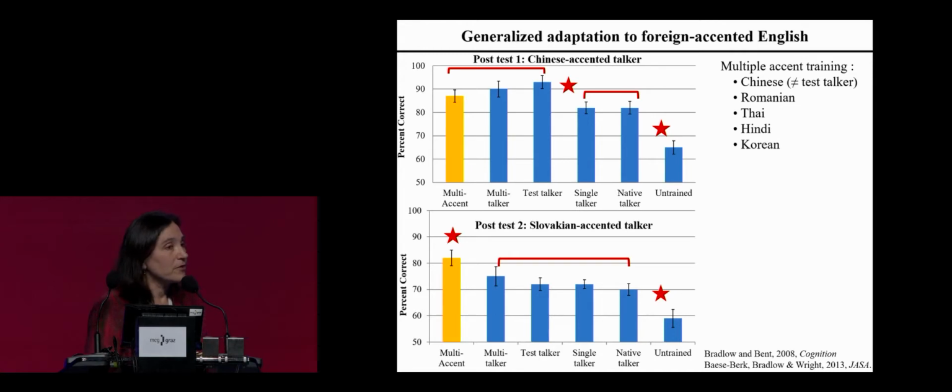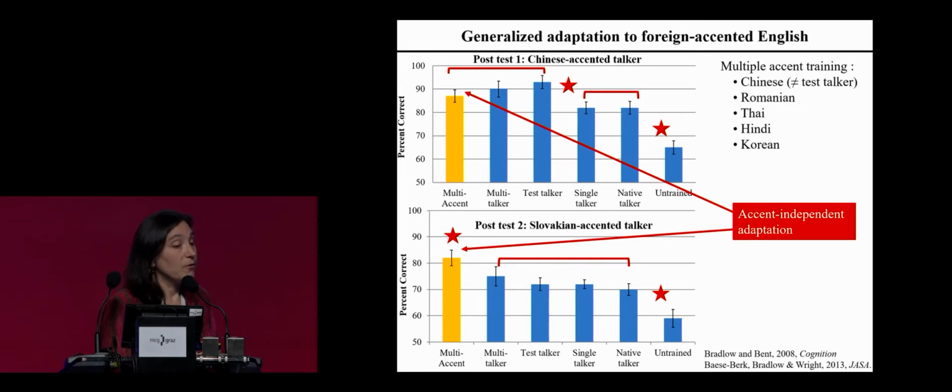And then, for the first time, we finally see adaptation to Slovakian accented English. So when exposed to multiple accents, when the systematic features of foreign accented speech extend across groups of foreign accented speakers, when listeners are given exposure to that sort of variation, they can, in fact, achieve accent-independent adaptation.